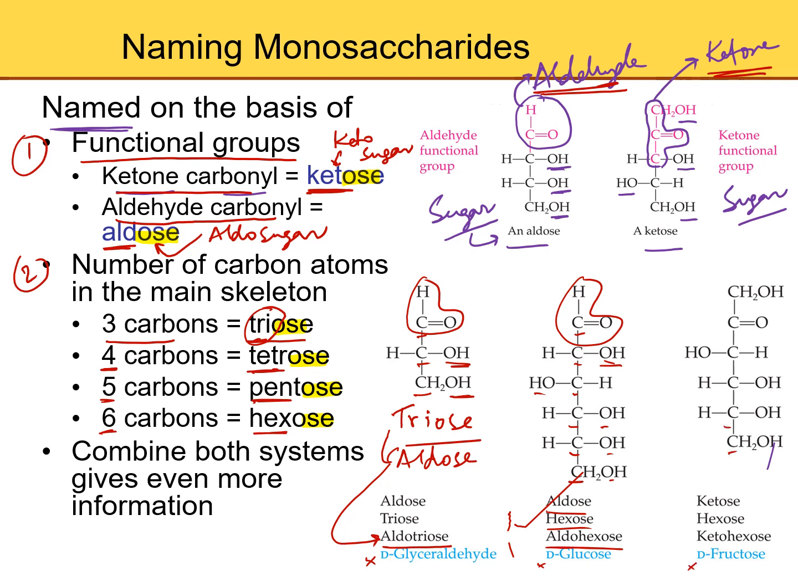Here, 1, 2, 3, 4, 5, 6. Again, it's a hexose. Look at the functional group. This is a keto functional group. There is no hydrogen attached to the carbonyl, so this is a ketose. It's a ketose and a hexose, and we can put them together and say it's a ketohexose.